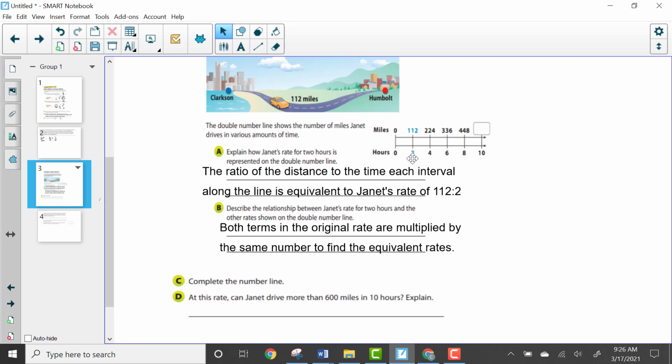We have 10 hours. So what do we do to 2 in order to get it to 10? You have to multiply 2 times 5 to get 10. And therefore, if we take 112 and multiply it by 5, we know that's going to give us 560. So in that blank, write 560.